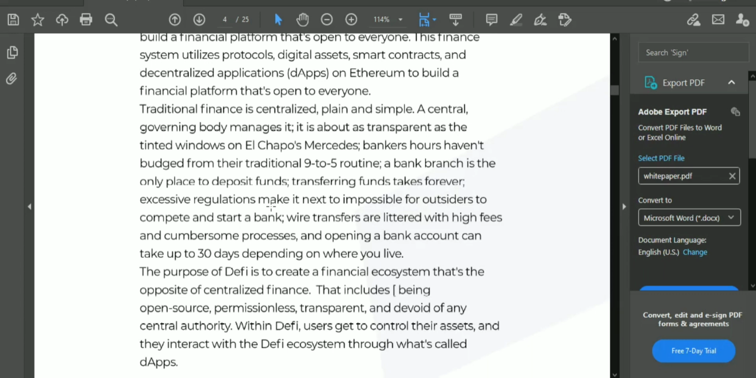A central governing body manages it. It is about as transparent as a tinted window on El Chapo's Mercedes. Bankers are bound to their traditional 9 to 5 routine. A bank branch is the only place to deposit funds. Transferring funds takes forever. Excessive regulation makes it next to impossible for outsiders to start a bank. Wire transfers are littered with high fees.